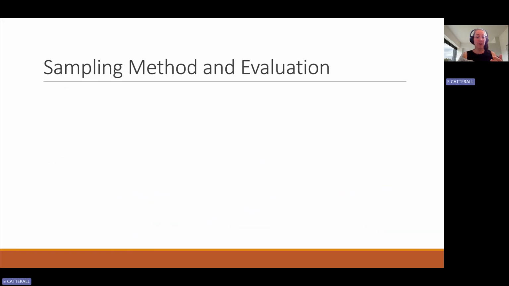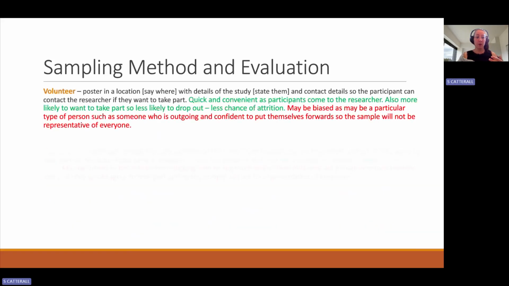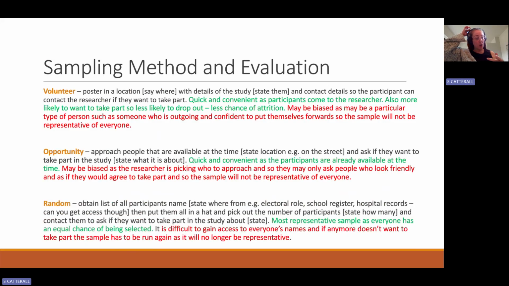And then sampling methods, techniques. We've got three types that you need to know. The volunteer one is sometimes called self-selected, so you need to remember that that is also a volunteer sample. You could be asked to say how you would do one, which is quite often in paper one, and also what the strengths and weaknesses of them are.